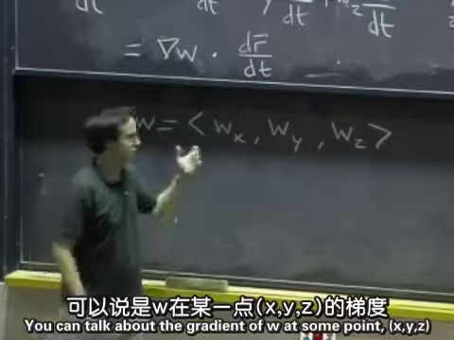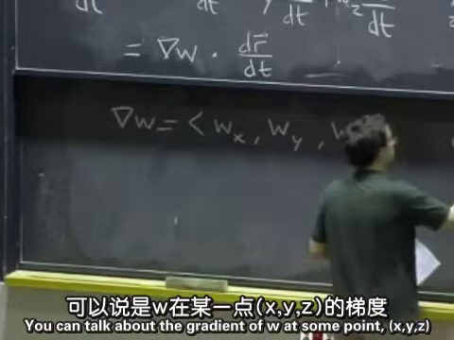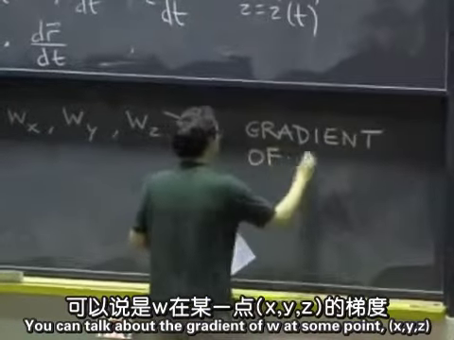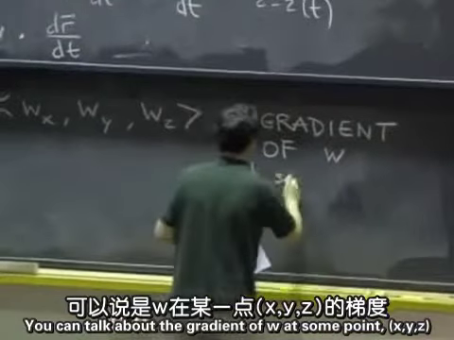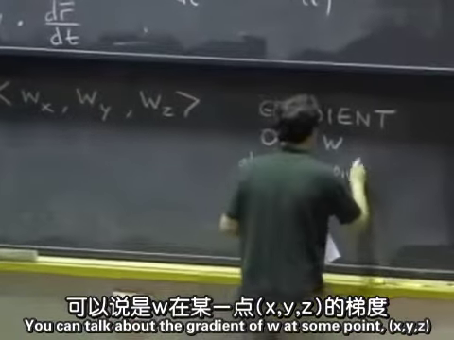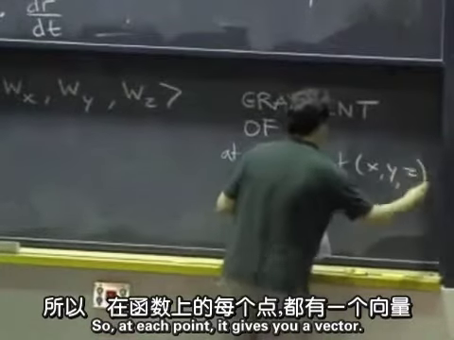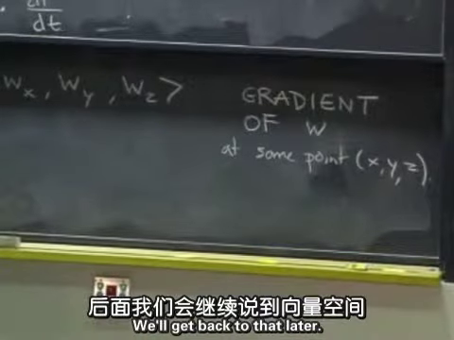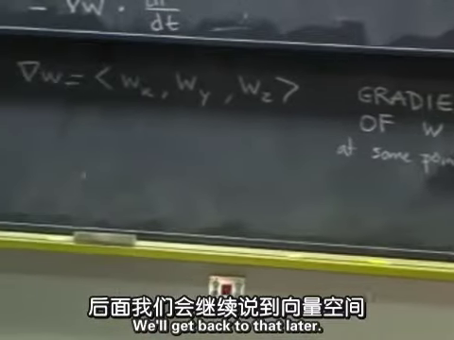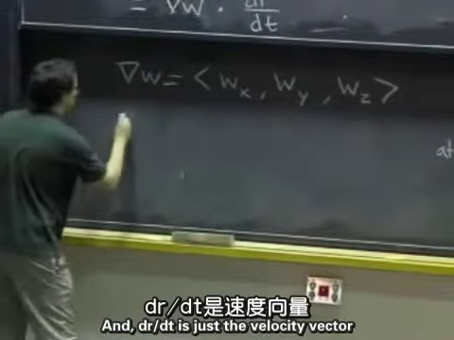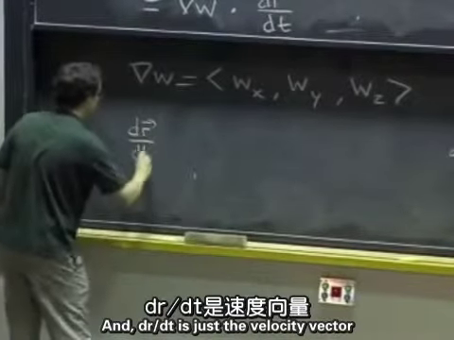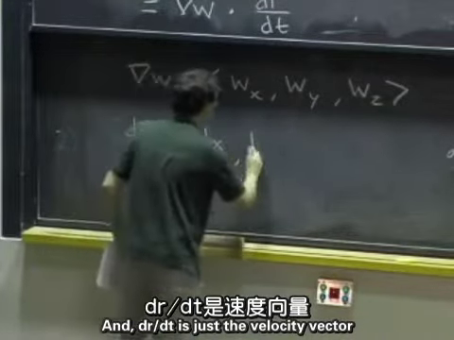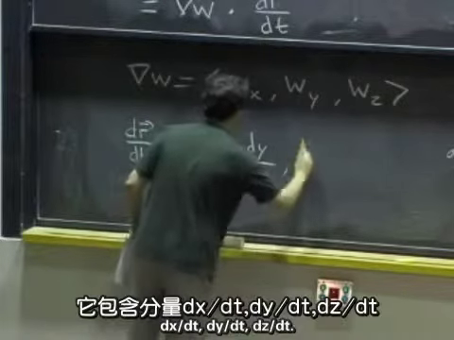You can talk about the gradient of w at some point x, y, z. So at each point it gives you a vector. That actually is what we will call later a vector field, but we'll get back to that later. And dr dt is just the velocity vector dx dt, dy dt, dz dt.